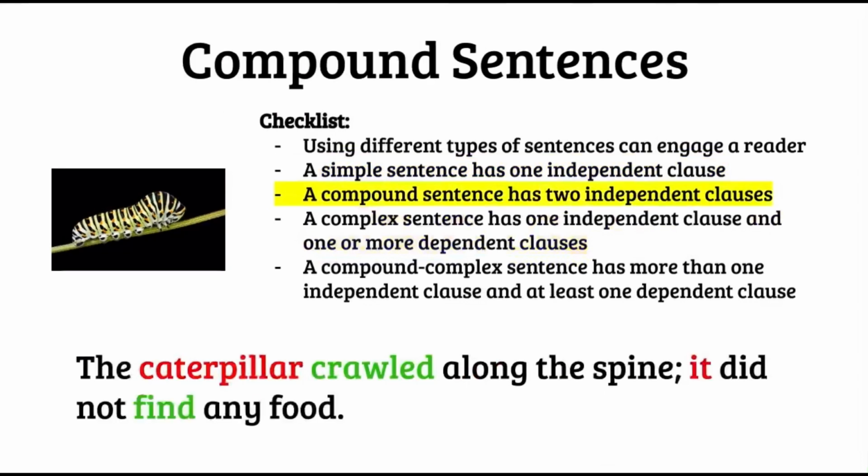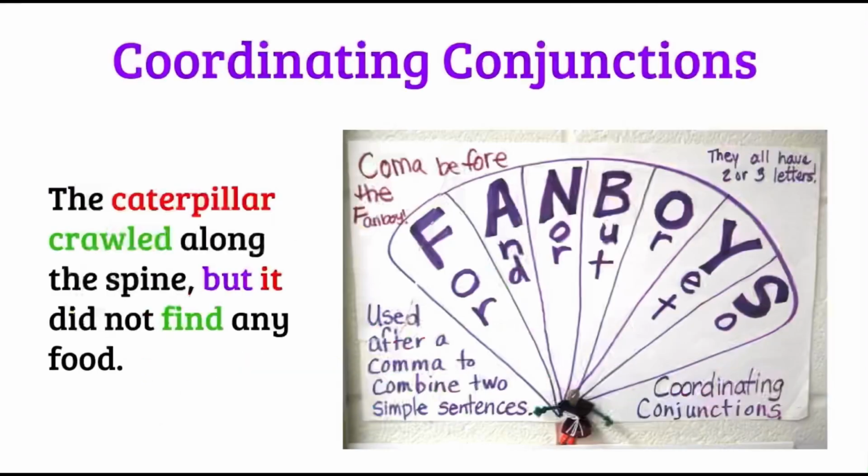If we look at a compound sentence, I'm going to have two independent clauses. That means that these two parts of the sentence could be two sentences on their own. For example, the caterpillar crawled along the spine, full stop. It did not find any food, full stop, would be two sentences because I have the subject and the verb. In that second sentence, it would be the subject and find would be the verb. But I can put these two sentences together using a semicolon, or I can use a coordinating conjunction. That just means using a conjunction that's going to hold these two sentences together.